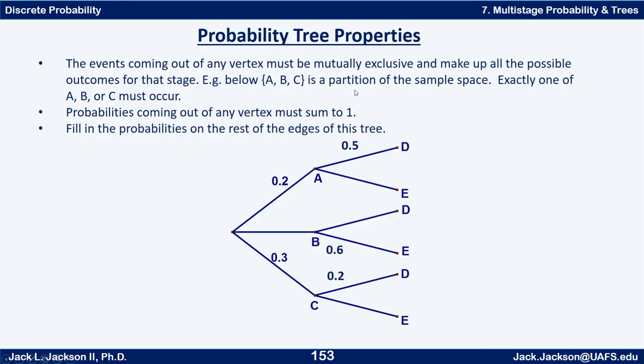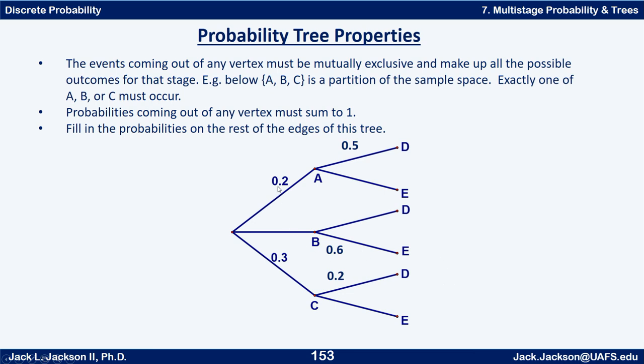Okay, let's look at another example. This one, let's just use the properties we know about probability trees to fill out some other missing information. So here we have an incomplete tree. We start at the root vertex. The first event could either be A, B, or C, and regardless of which one of those happens, it's possible to get either D or E for the second stage. And I have some probabilities labeled.